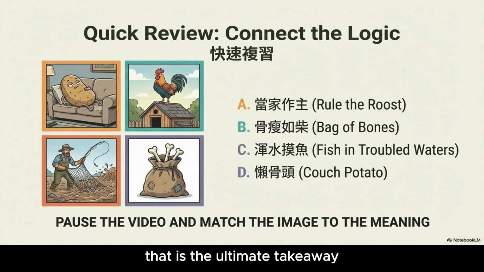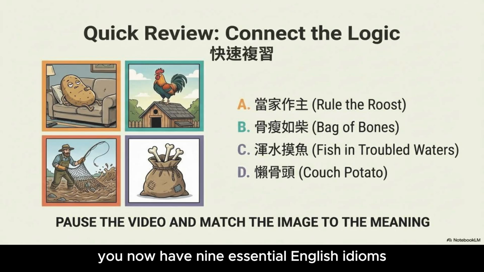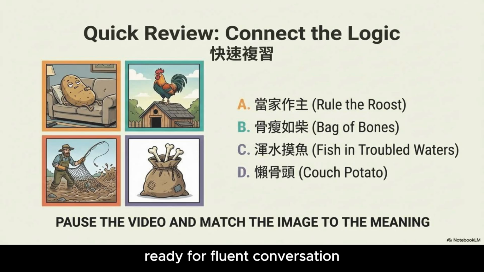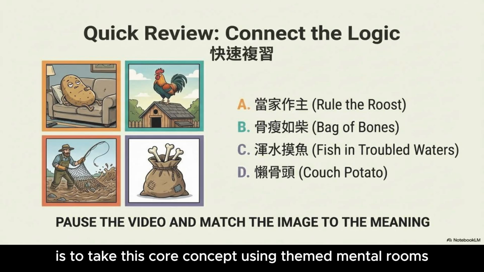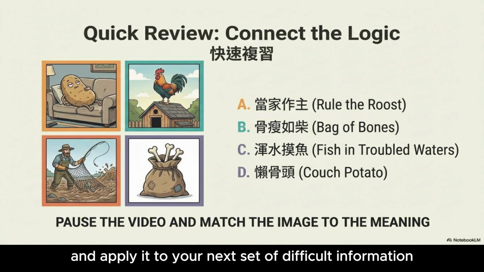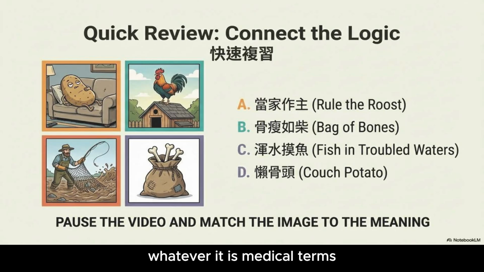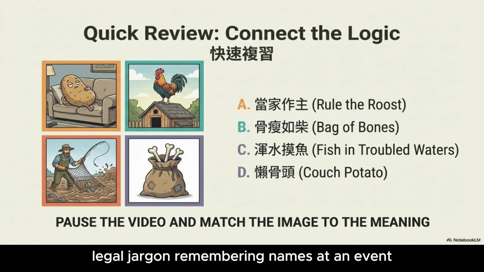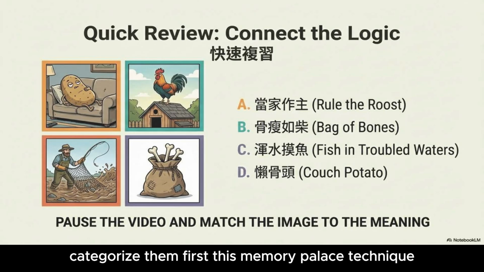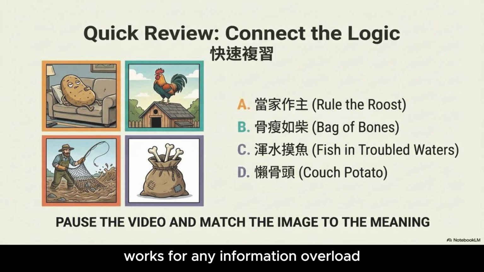That is the ultimate takeaway. You now have 9 essential English idioms ready for fluent conversation anchored in your permanent memory. My final thought and challenge for you, the listener, is to take this core concept, using themed mental rooms, and apply it to your next set of difficult information, whatever it is. Medical terms, legal jargon, remembering names at an event. Categorize them first. This memory palace technique works for any information overload. Absolutely. The value is universal. And as you go about your week, just actively listen for these 9 idioms. You might be surprised how often they pop up now that they're locked in and you're ready to use them.